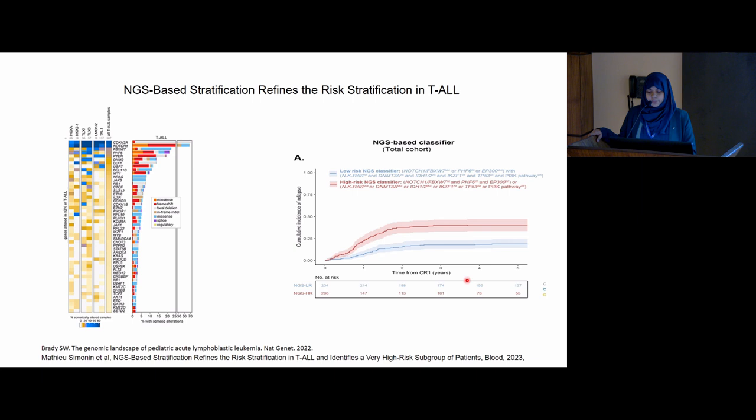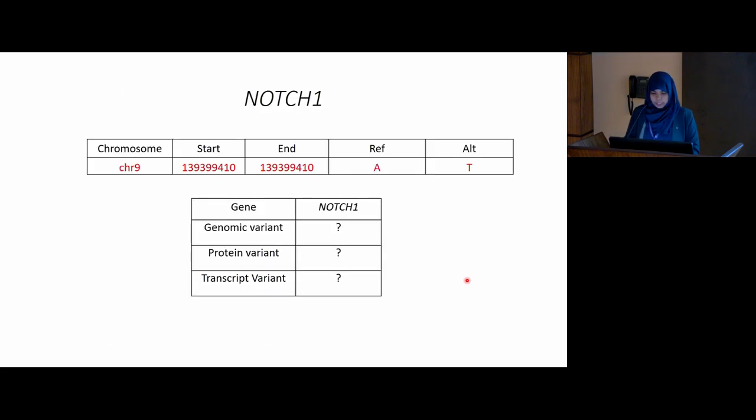And recently, in 2023, we had this NGS-based classifier for risk stratification of T-ALL based on Notch1. They said it is a low-risk classifier if just Notch1 mutations are there, in the absence of NRAS, DNMT3A, IDH1/2, IKZF, TP53, and PIK3 pathway mutations. So this case would also be a low-risk T-ALL. So how do we do the nomenclature for this Notch1?